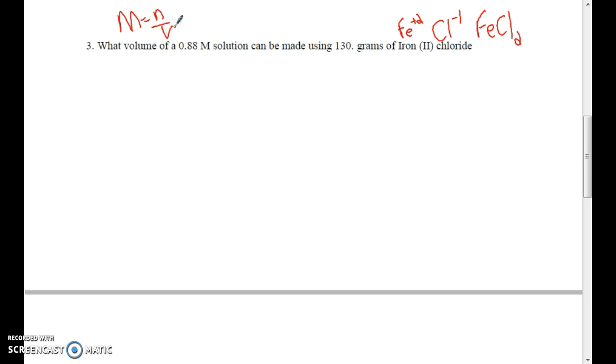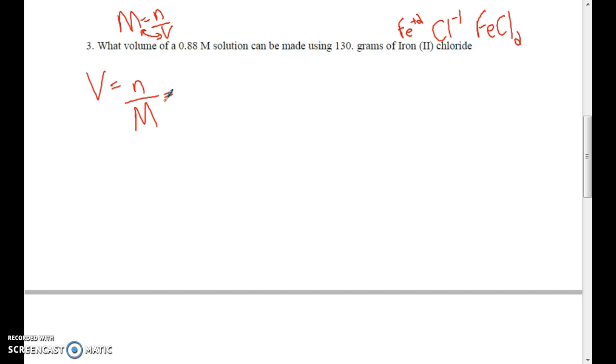And again, if we think about this overall equation, you have moles per liter. Well, now I'm asking you for volume. So if I start off with M equals n over V, when I solve for volume, when I rearrange it, what I get is n divided by M. Basically, the molarity and the volume switch places. So we can start figuring this stuff out.